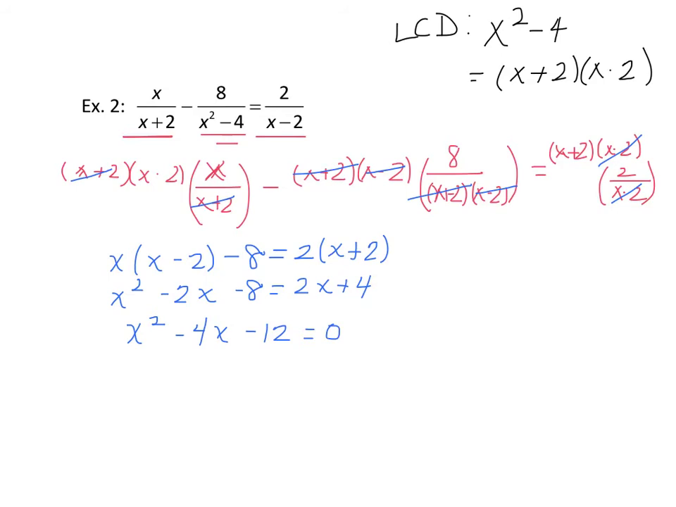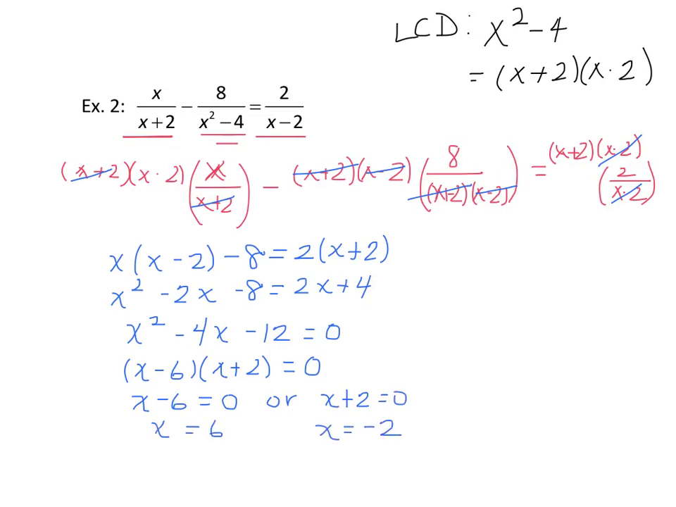Now I can look to factor. This polynomial factors very nicely. It factors into x minus 6 times x plus 2 equals 0. The zero product property says that one of these factors, if not both, must equal 0. I'm not sure which one, so I'll set them both equal to 0. So I have x minus 6 equals 0 or x plus 2 equals 0. Solving on the left, I get x equals 6. Solving on the right, I get x equals negative 2.